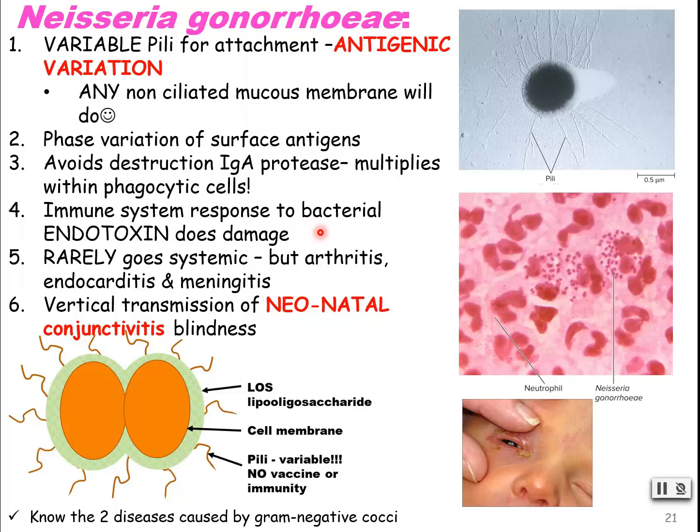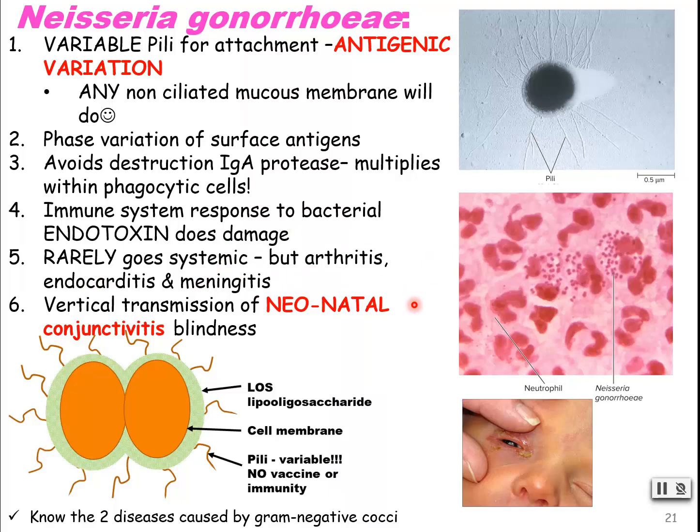Most of the time, gonorrhea is going to stay put as far as going systemic in the bloodstream, but a strange complication, if there's going to be one, a lot of times it's going to be arthritis in both sexes. It can also go to the heart valves, cause endocarditis, and it can go and cause meningitis, but it rarely goes systemic. Usually, though, you're going to see that arthritis.